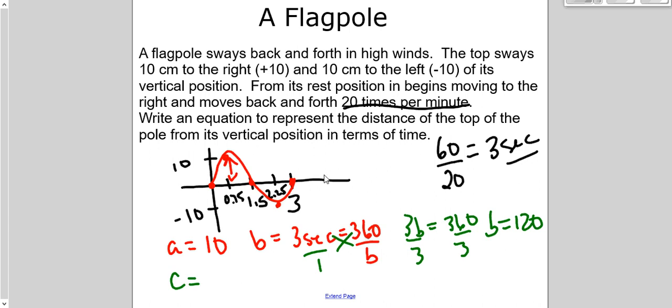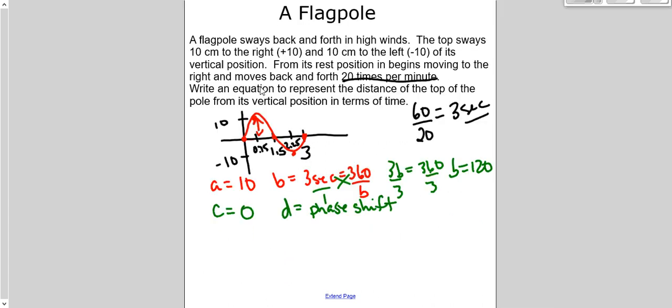C is our sinusoidal axis. I can see that this function has not been moved up or down, so my sinusoidal axis is right here at 0. And then the last thing is D. Remember, D is your phase shift, and your phase shift will depend on what kind of equation you're going to write. It didn't tell us if we have to write a sine equation or a cosine equation, so we go back to our graph. I can see that this looks like a sine graph to me. It starts at 0, 0, goes up, then goes down, and then back. So if I use sine, then there is no phase shift.